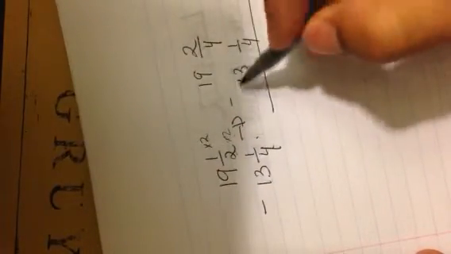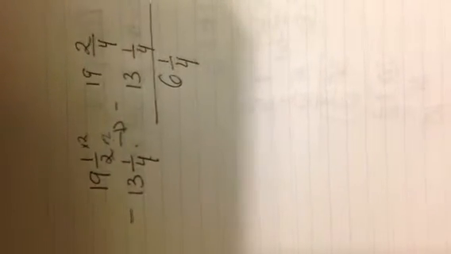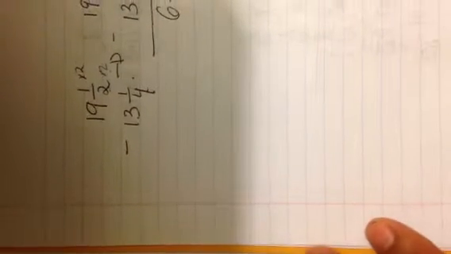And now I can subtract. 19 minus 13 gives me 6. 2/4 minus 1/4 gives me 1/4. So number 2 was really easy. Okay, let's do one more, and then I'm going to do an example for you, which might have some tricky questions. Number 3, I'm going to stack it.